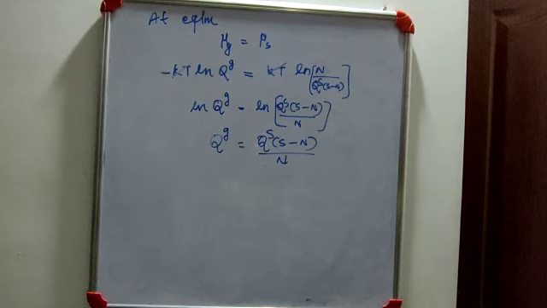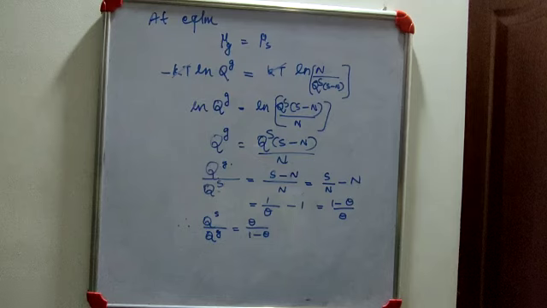On rearranging this equation, we will get qg by qs equal to s minus n by n. This reduces to s by n minus 1. So s by n, what is s by n? We know that theta equal to n by s. So s by n will be 1 by theta. So the equation reduces to 1 by theta minus 1, which is equal to 1 minus theta by theta. So taking the reciprocals, qs by qg equal to theta by 1 minus theta.